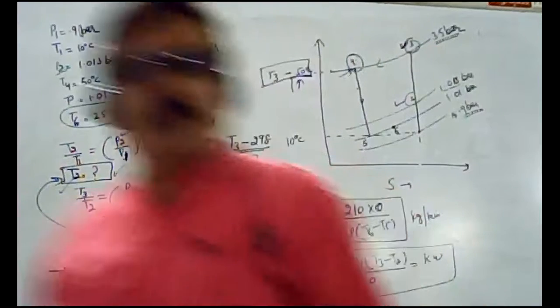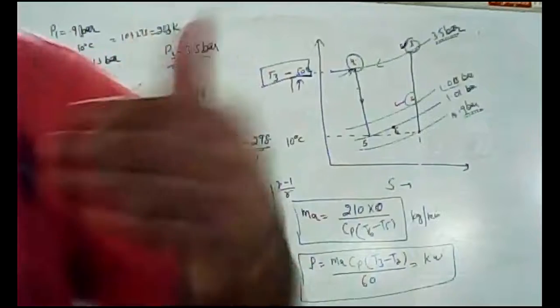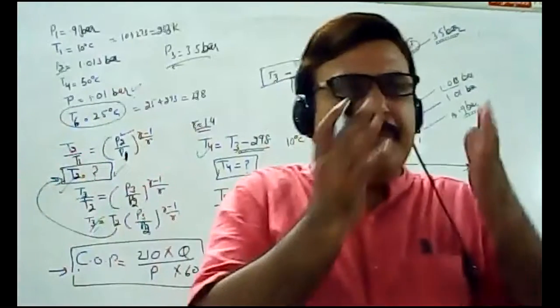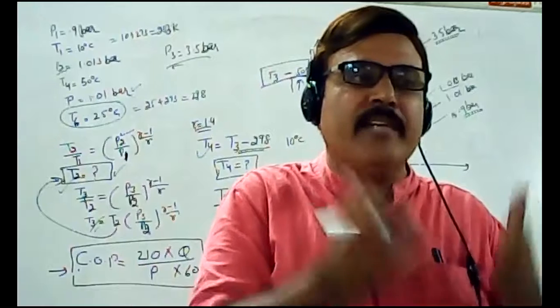So this means the T4 value will be lesser than 50 degree centigrade of this T3 value. Okay. After passing through the heat exchanger, its temperature will get decreased. How much temperature is decreased? It is given.